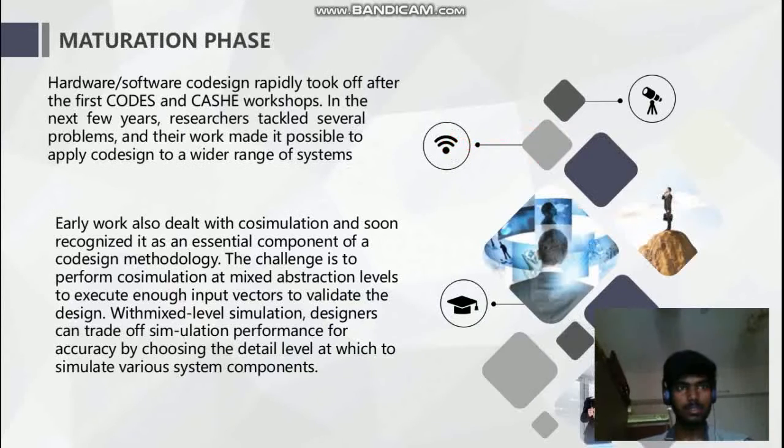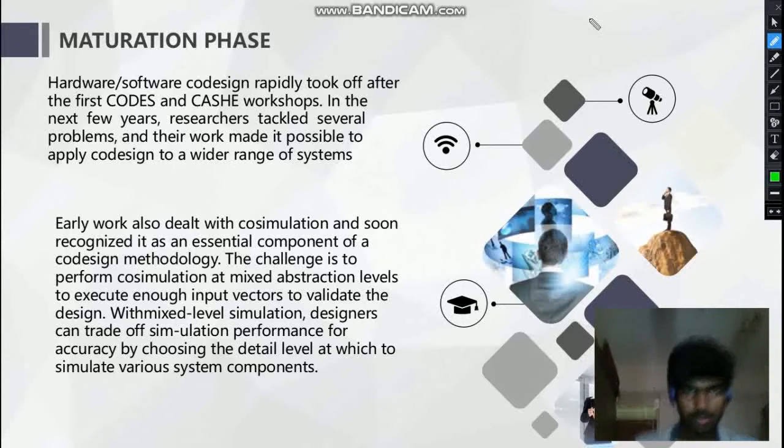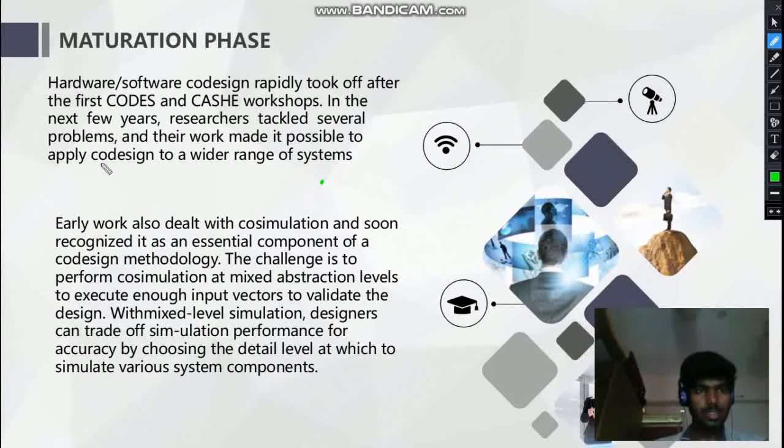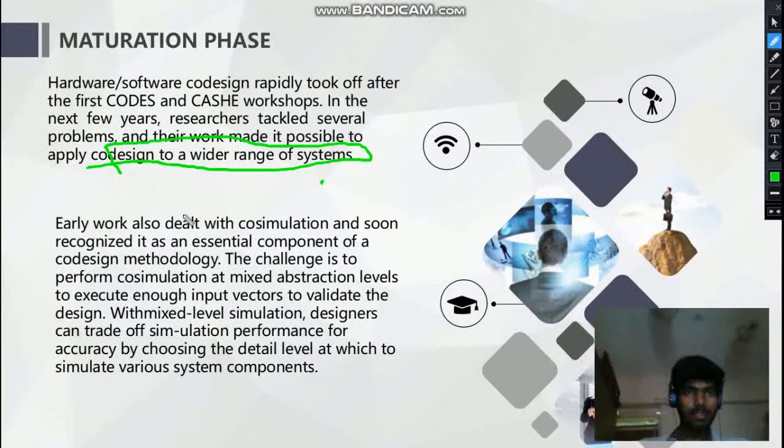After the early phase of the 1990s, here comes the maturation phase. The maturation phase describes how hardware software co-design rapidly took off after the Codesign and CASE workshops, which I mentioned in the previous slide. In the next few years, researchers tackled several problems, and their work made it possible to apply co-design in a wider range of systems. When research is taking place, it should be applied to real world problems. So they were applying it to many physical and practical systems.